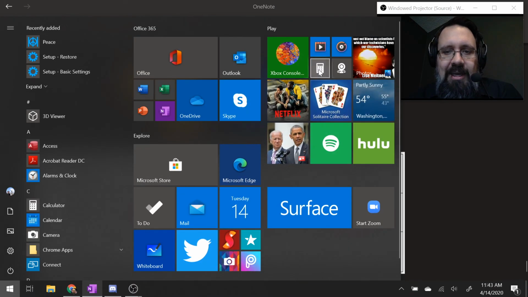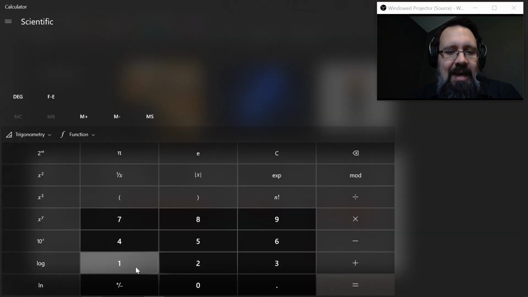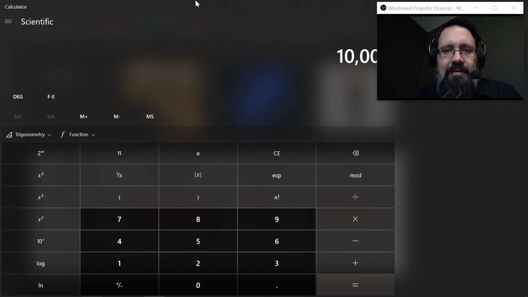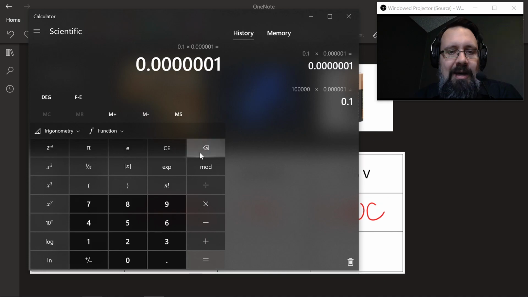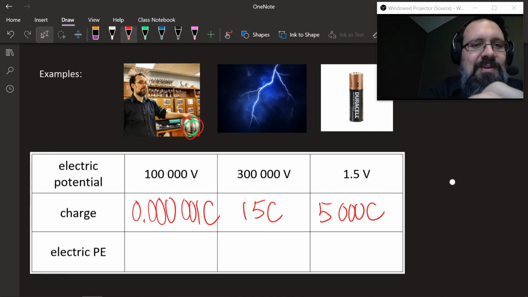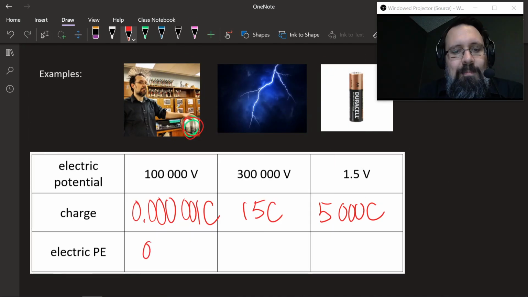So let me pull up my calculator. If I take 100,000 volts times 0.000001 coulombs, I end up getting 0.1 joules. So this thing is only transferring 0.1 joules, which is nothing. That's imperceptible. You will barely even notice it.